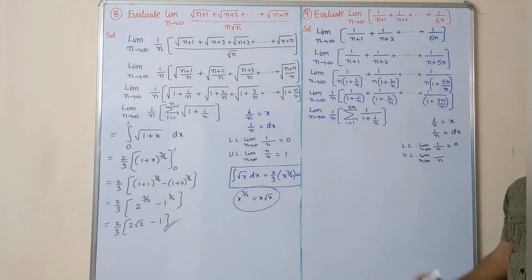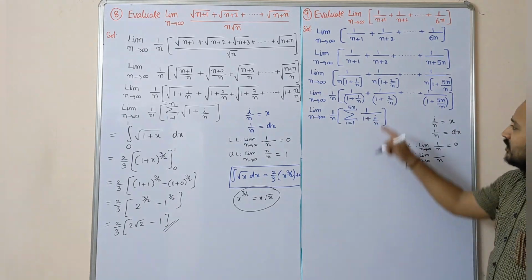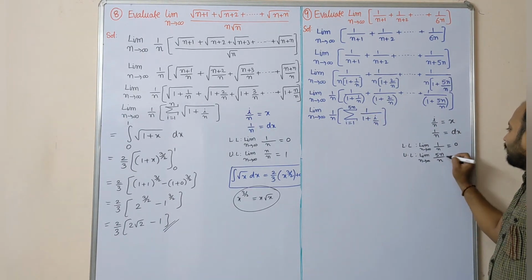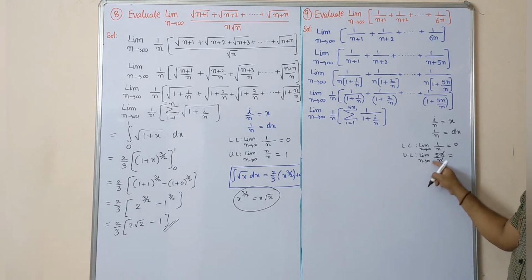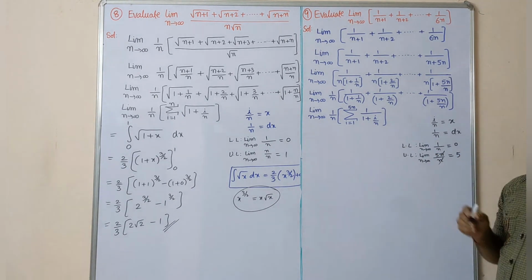Similarly, upper limit n tends to infinity. Total values is the number of divisions n. What is the final value of i? i is equal to 5n. Here n gets cancelled. Limit n tends to infinity, 5 constant is what? 5. So lower limit is 0, upper limit is 5.